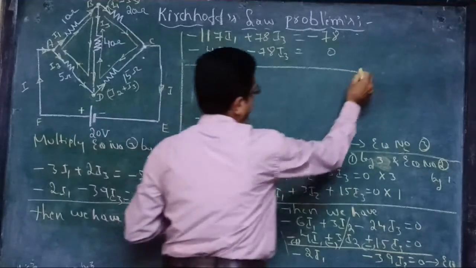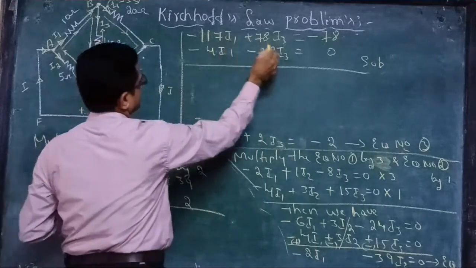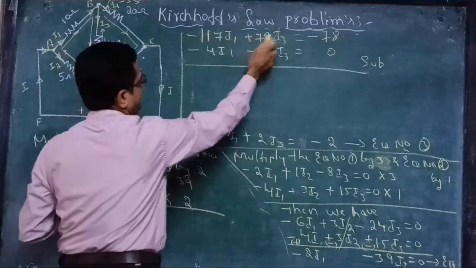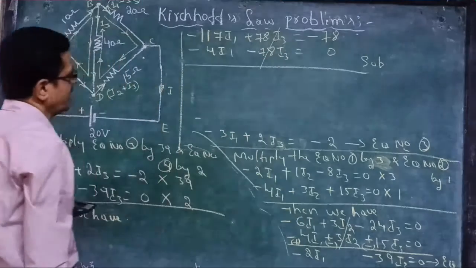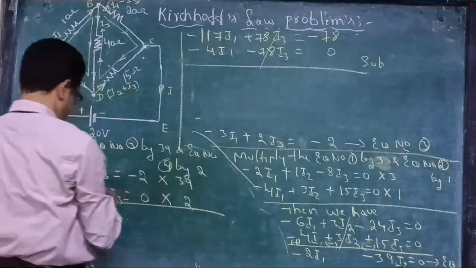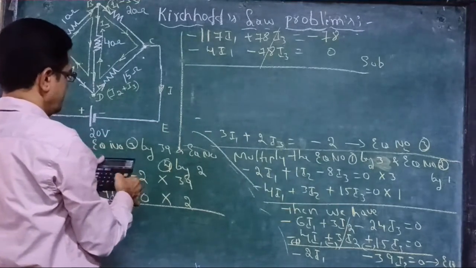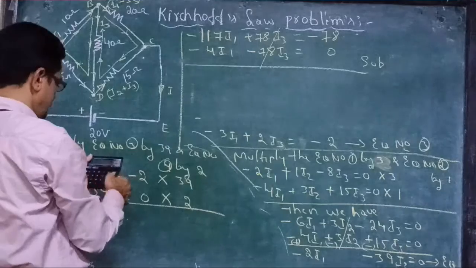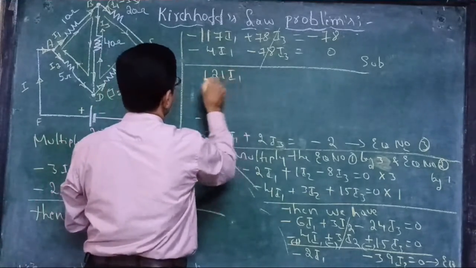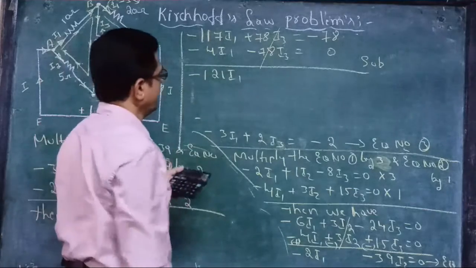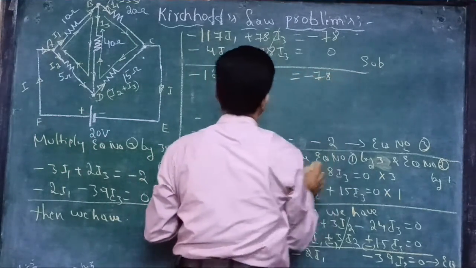Here we should subtract. So that means plus 78 minus 78. 78 I3 will be cancelled. Here, 117 plus 4 is equal to 121 I1. So this is the value. Minus 121 I1 is equal to minus 78.